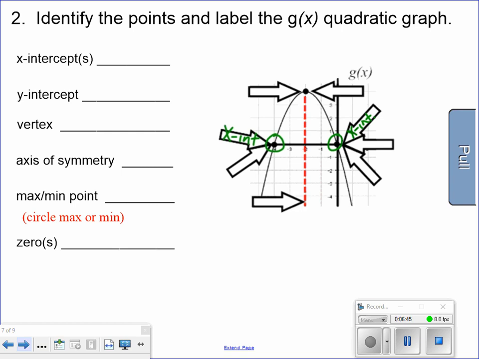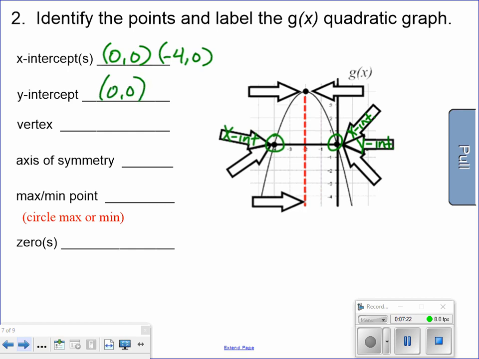So we have an x-intercept at 0, 0. And we also have an x-intercept at what looks like negative 4, 0. When we look at the y-intercept, again, we're looking to see where it crosses. In this particular case, our y-intercept matches our x-intercept. So our y-intercept in this case would be 0, 0.